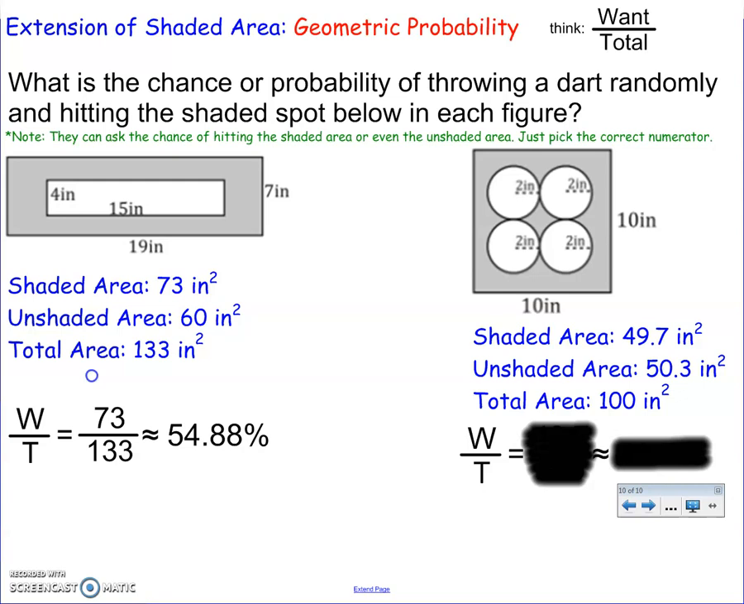For this weird board of circles, shaded is 49.7, unshaded is 50.3, the total is 100. We want to hit shaded, so it's 49.7 over 100, which is just 49.7%. But if you look at the picture, it's actually drawn to scale. You wouldn't think that the unshaded area is bigger than the shaded area, but it actually is. So you have a lower chance of hitting the shaded area than the unshaded area.